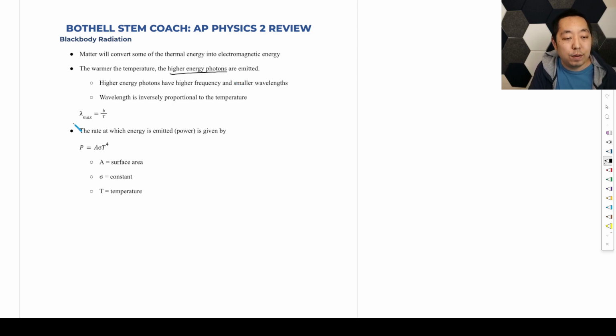And so that's why the wavelength is inversely proportional to the temperature. The greater the temperature means the greater the energy of the photon, which means the smaller the wavelength. Smaller wavelength is higher frequency, right? Because wavelength times frequency is the speed of light. So as the frequency goes up and the energy of the photon goes up, the wavelength goes down. The rate at which energy is emitted is given by the surface area times a constant times temperature. The key thing is just to understand the fourth power temperature dependency there.